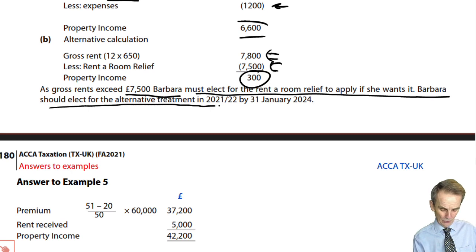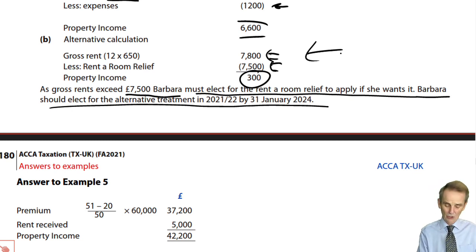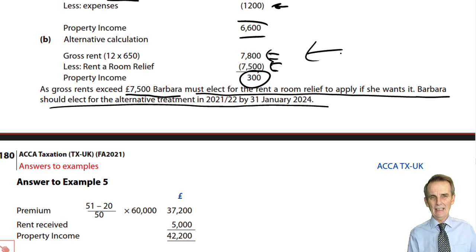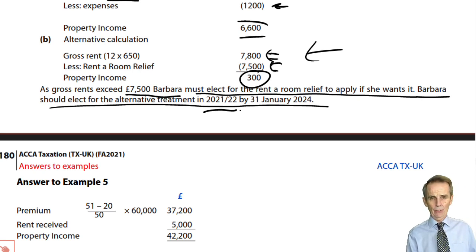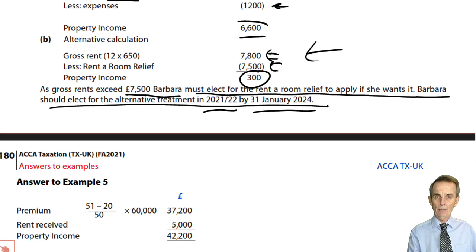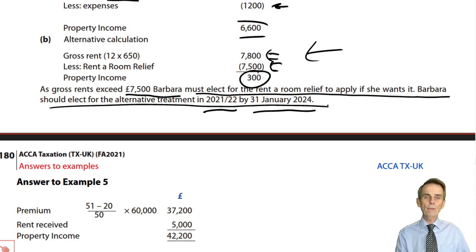Barbara should elect for the alternative treatment in 21-22, that being the rent-a-room relief election, by the 31st of January 2024. It might seem like a strange date, that one, but for 21-22, you've got to pay your tax and submit your tax return by the following 31st of January. That'd be the 31st of January 23. So you basically got one more year to the 31st of January 2024 to say, you know what, for that tax year, 21-22, I'd like to do it this way, please. Okay, so they're the rent-a-room relief.